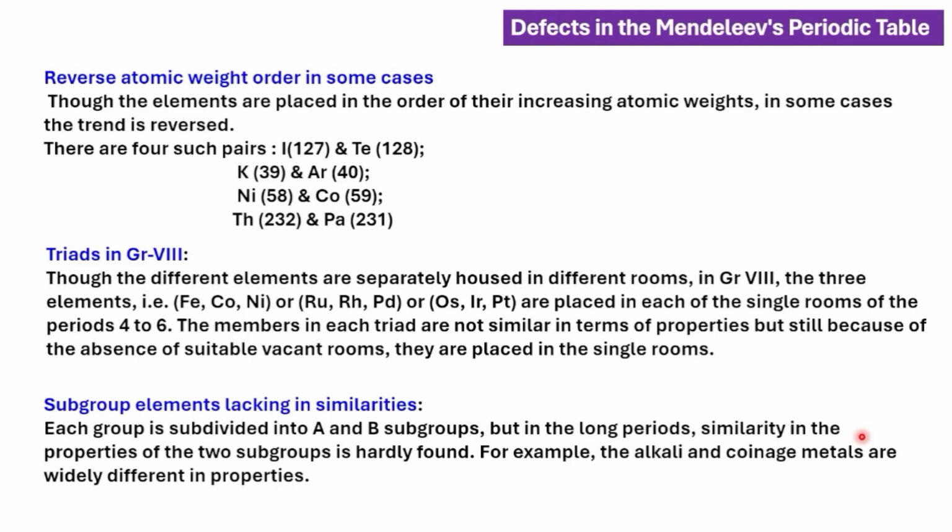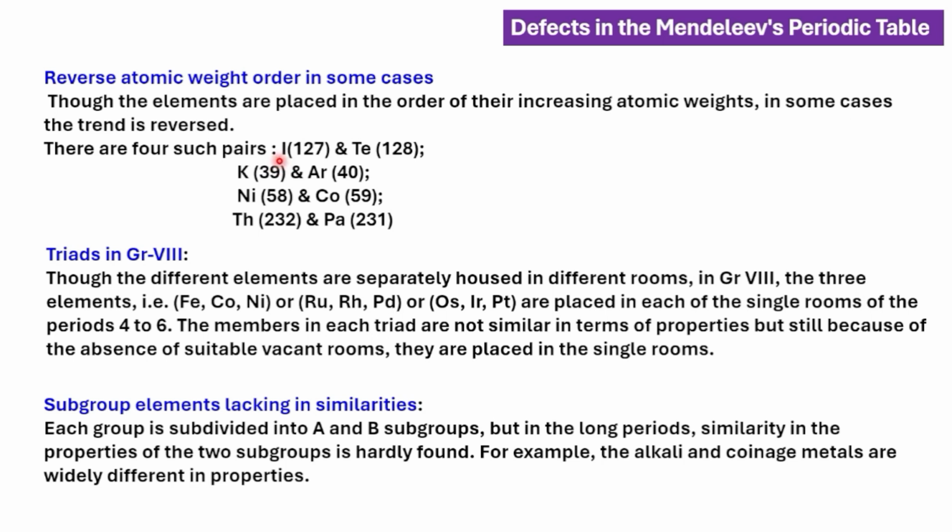So we have discussed the importance of Mendeleev's periodic table. Now we are going to discuss the defects in Mendeleev's periodic table. Each coin has its two sides, right? For example, the reverse atomic weight order was observed in some cases in Mendeleev's periodic table. Though the elements are placed in the order of their increasing atomic weights, in some cases the trend is reversed. There are 4 such pairs.